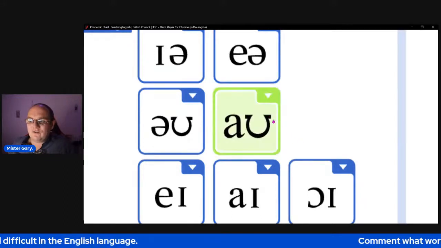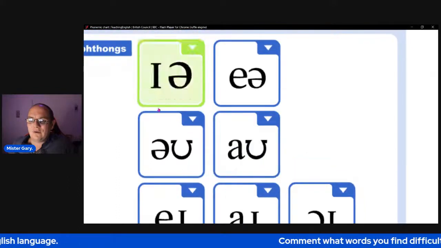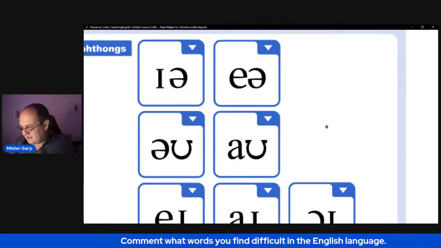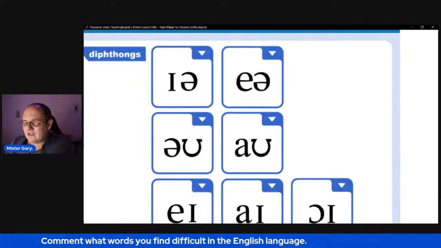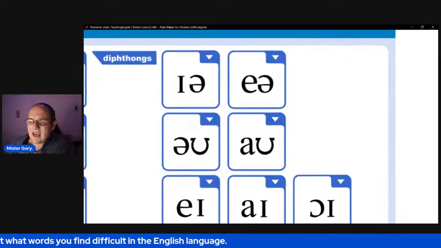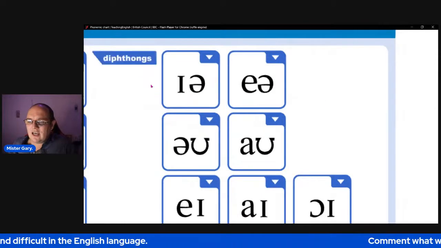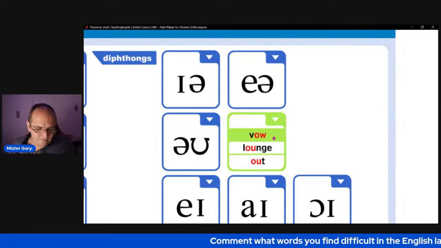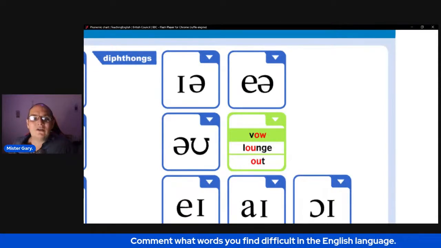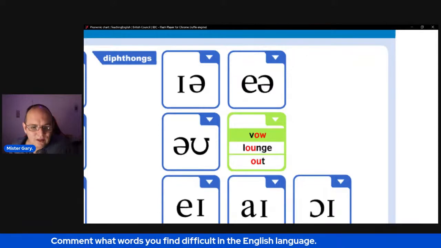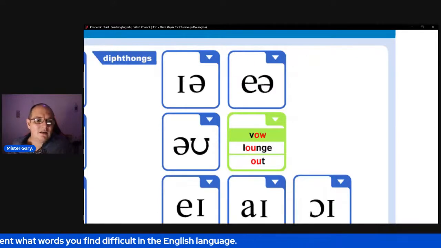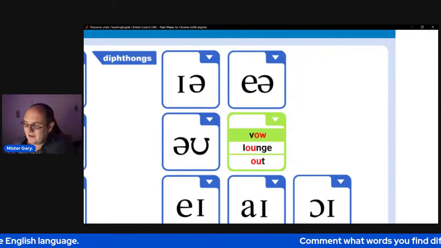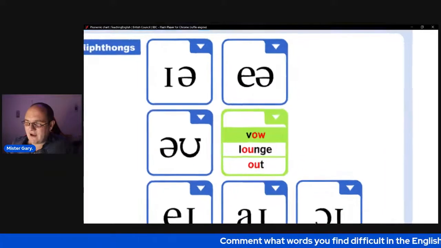And just as a recap, we're looking at diphthongs, okay? Diphthongs. I'll just zoom out there. D-I-P-H-T-H-O-N-G-S. Diphthongs, right? Ow. So we have vow. When you get married, you make a vow to your partner. Okay, a vow.